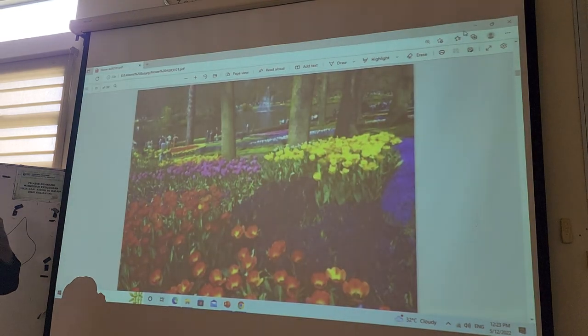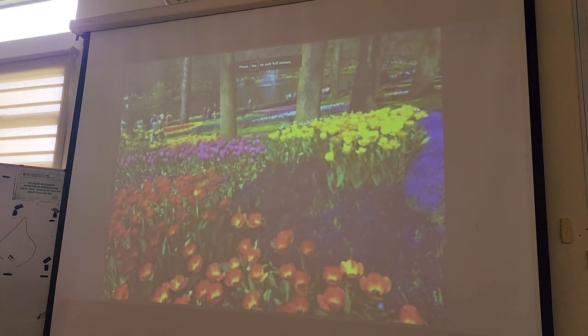Go back to the slide. Do we have tulip cultivation? People try to do it, but it's very expensive, because you need to give it cool treatment, otherwise it's not going to flower.